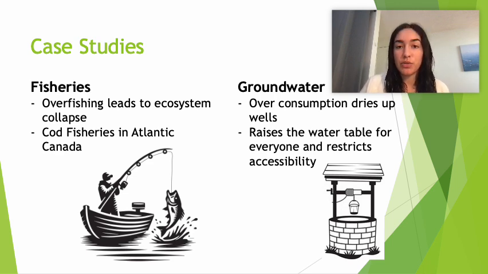These examples highlight a key issue. When there's no exclusion, it doesn't make sense for any one individual to conserve. The short-term incentive is to take as much as possible before someone else does, even if that means destroying the resource in the long run.